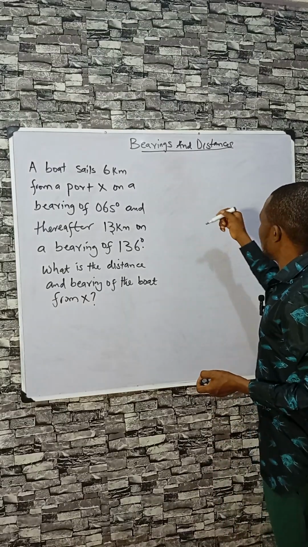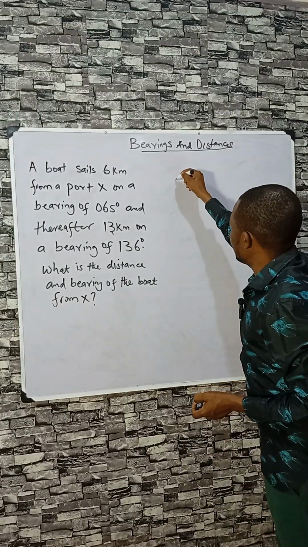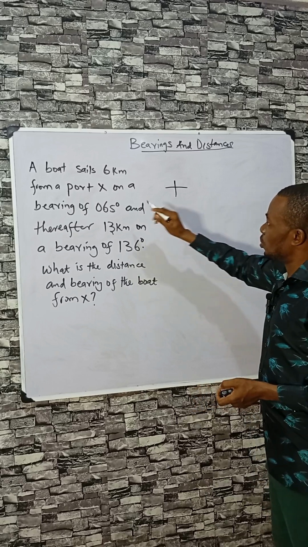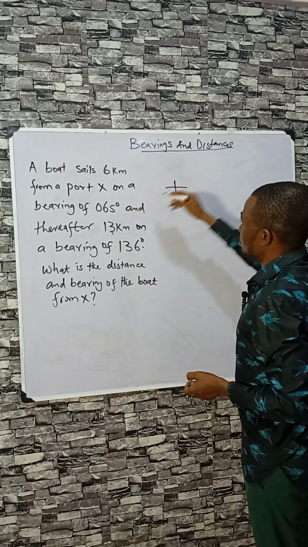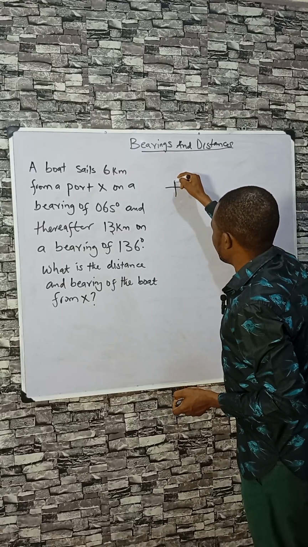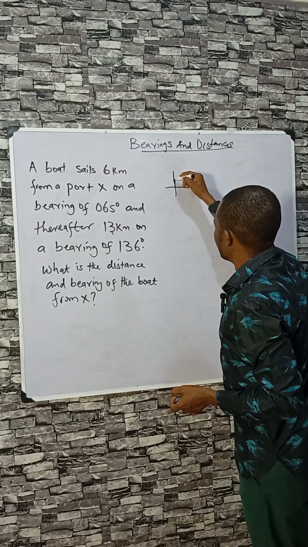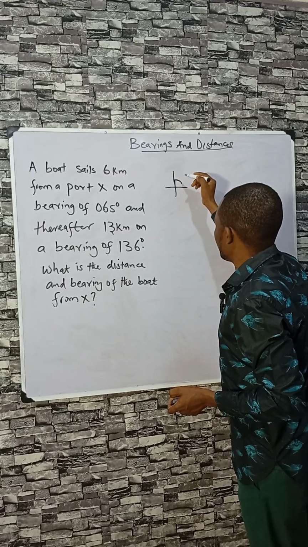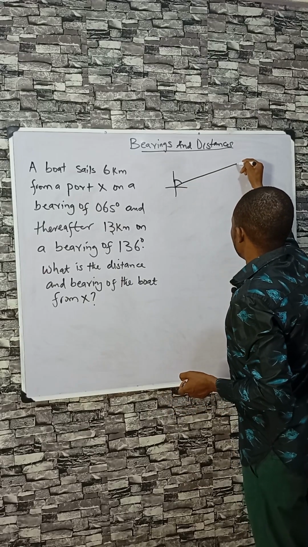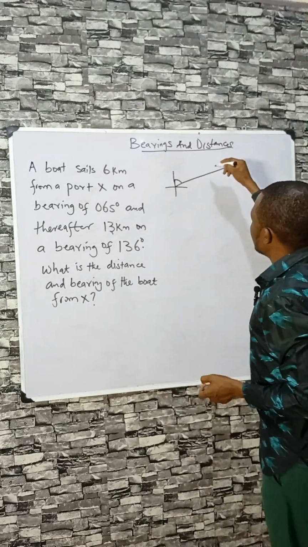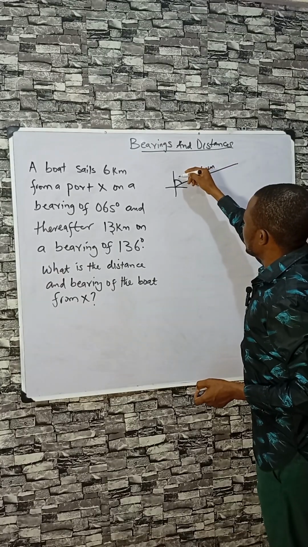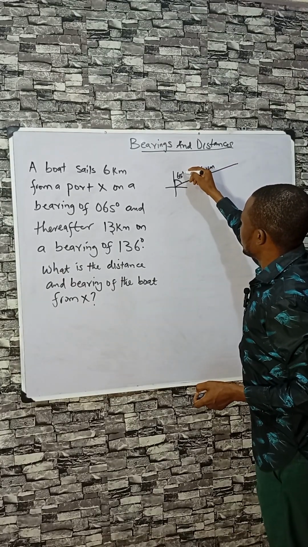Now we need to do a sketch here. This represents the port X. The boat sails 6 kilometers on a bearing of 65 degrees. Go to the first quadrant. 65 is bigger, and we are told that it is 6 kilometers. The angle here is 65 degrees.